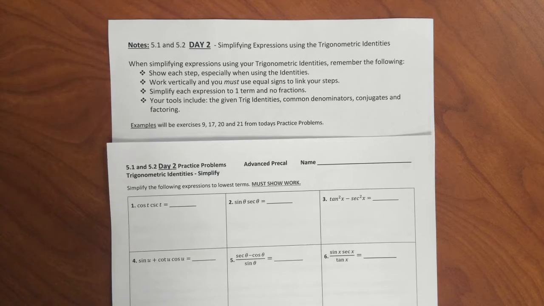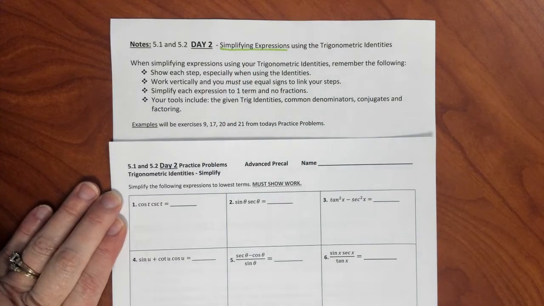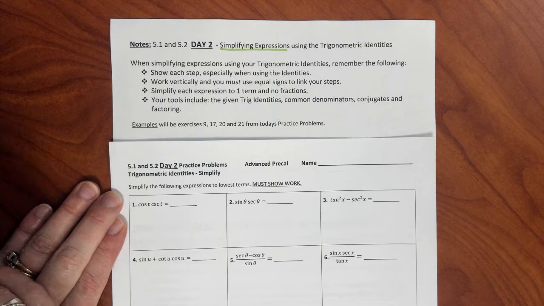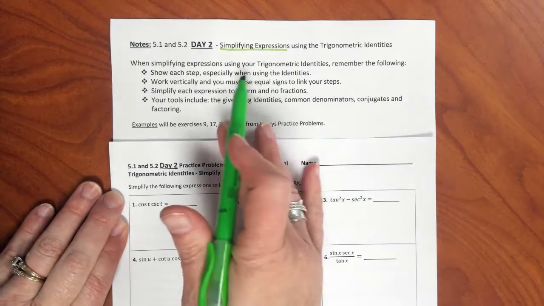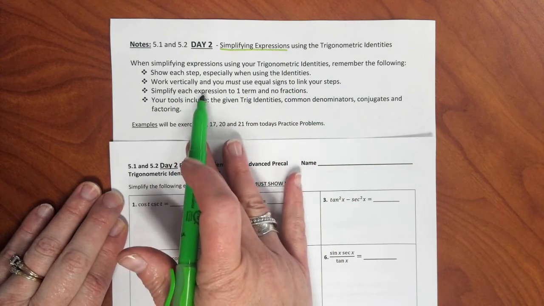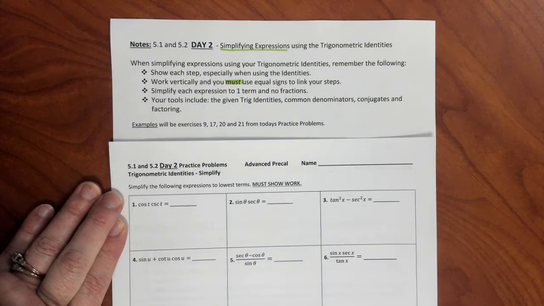Welcome to your second video in working with trigonometric identities. In this video we are going to talk about simplifying expressions. That specifically means that you're going to break them down. You're going to show each step, especially when you use your identities. You're going to work vertically, and you must use equal signs when you are simplifying expressions. I know sometimes we don't emphasize that quite enough, but you need to use the equal signs.